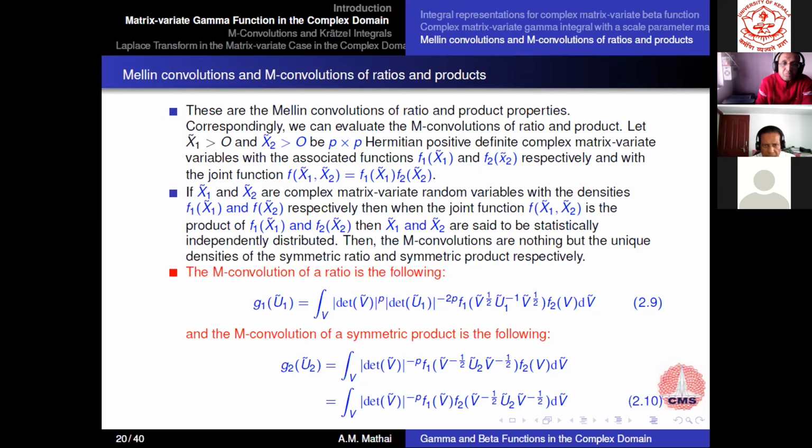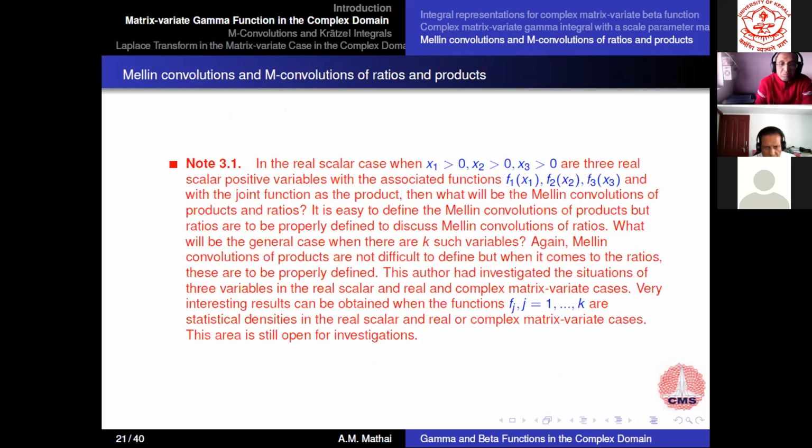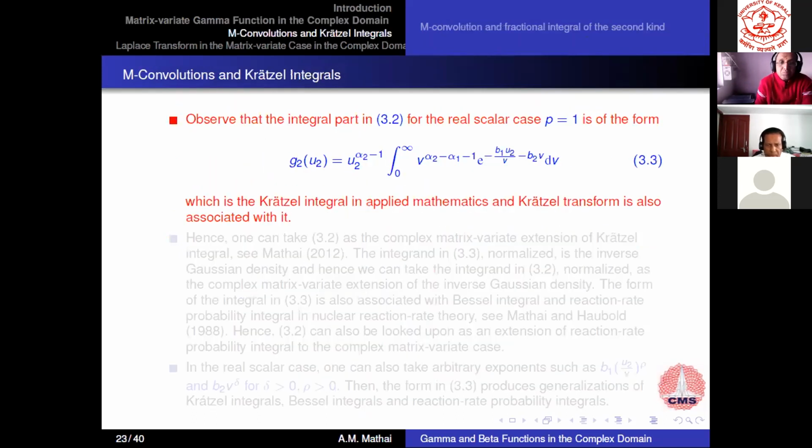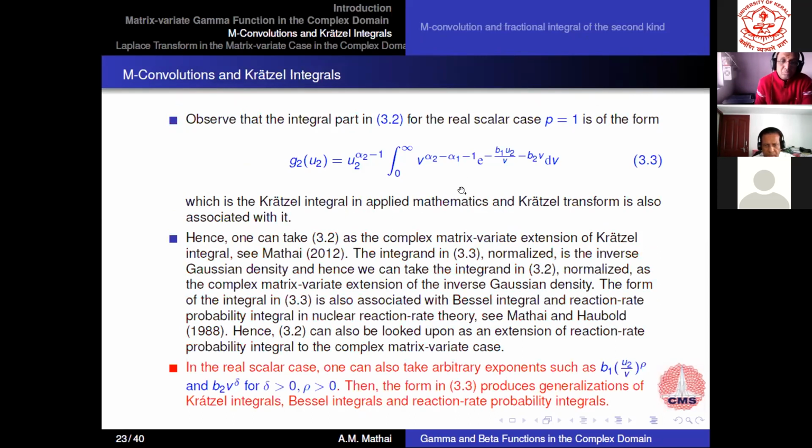And if I take a type 1 beta as one of the functions and the second function an arbitrary function, and if I calculate the density of this or the M-convolution of this, you end up with this. And this is actually the Erdélyi-Kober fractional integral of order alpha and the second kind with parameter alpha. So I have plenty of corresponding results also.